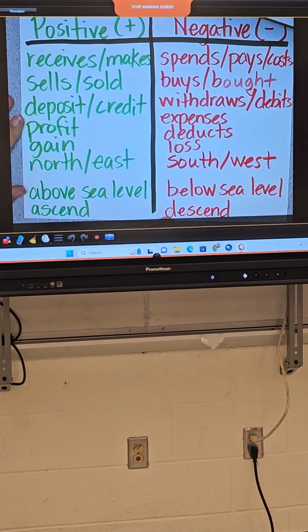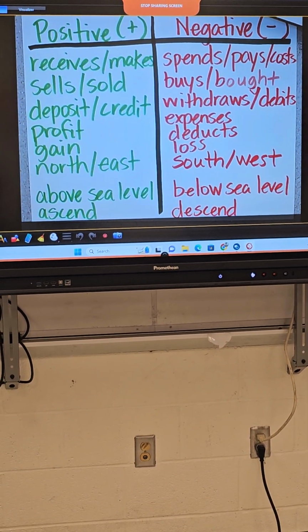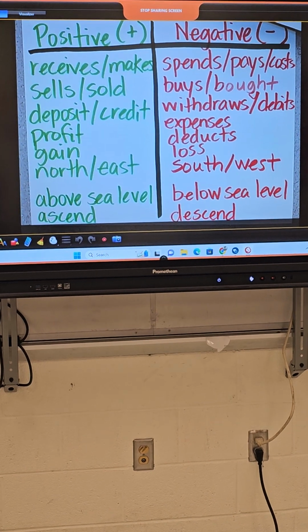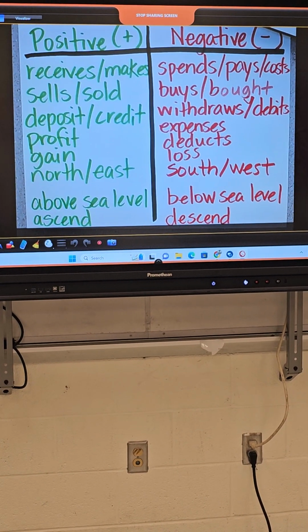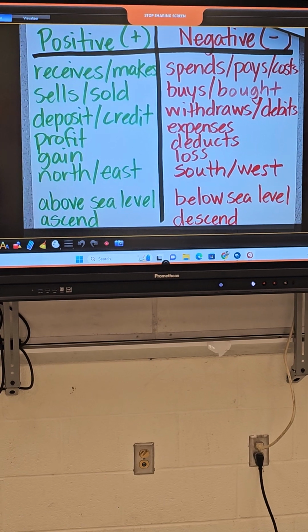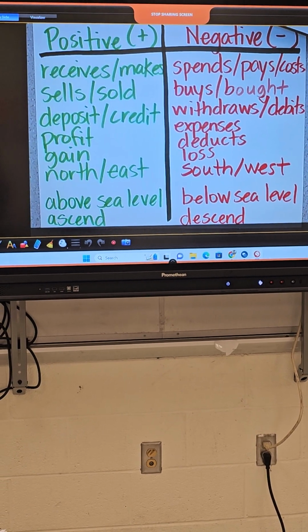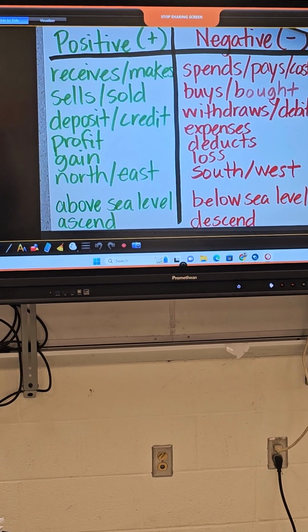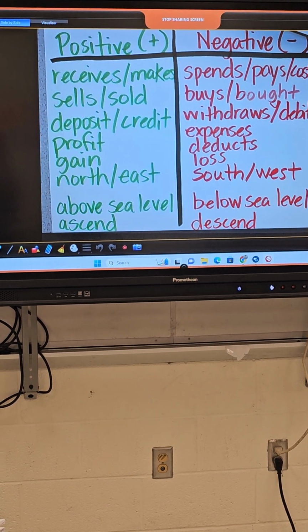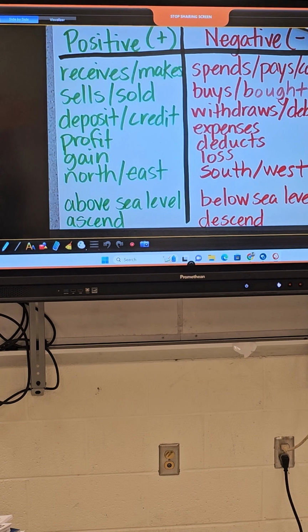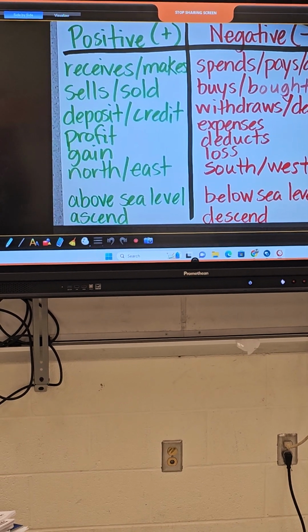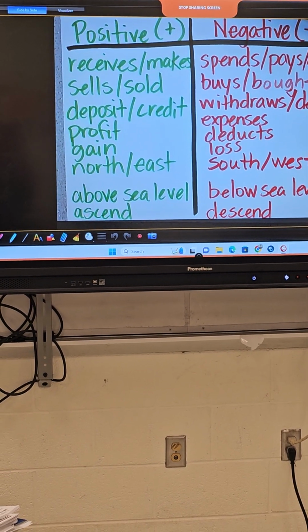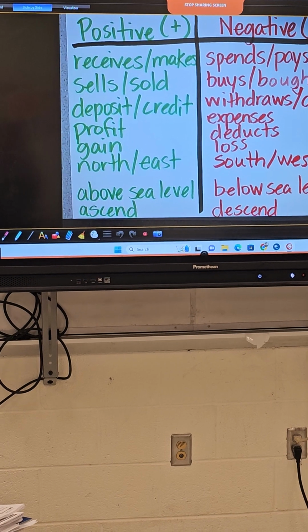Let's begin with vocabulary that your child will see on end of grade test questions or check-in questions that will note positive or negative integers. Vocabulary for positives will see receives or makes, sales or sold, a deposit made or a credit made to their account, profit, a gain in yardage in football.